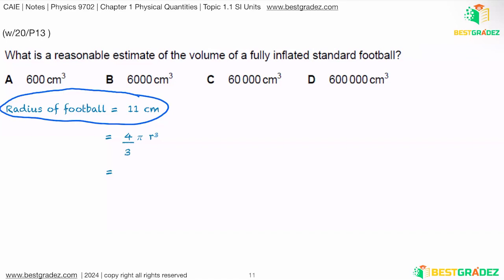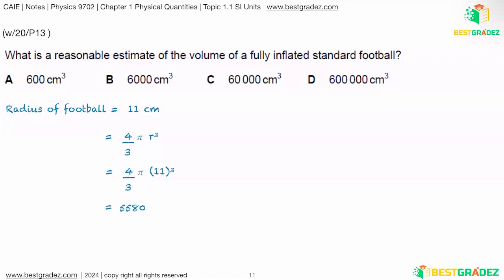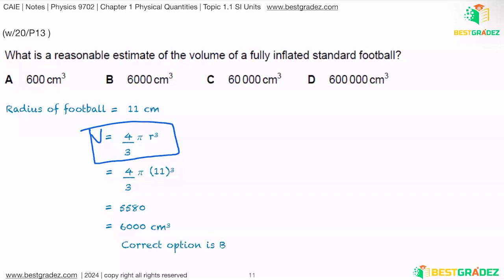But they have asked this multiple times, so just keep in mind the radius of a football is going to be around 11, 10.5, 11, 10 centimeters, etc. So all you have to do is put in this formula and you get about 5580, and we can round it off to 6000 cm³. Okay? So do note down any additional formula or any piece of information that you might find important. So B should be the correct answer.